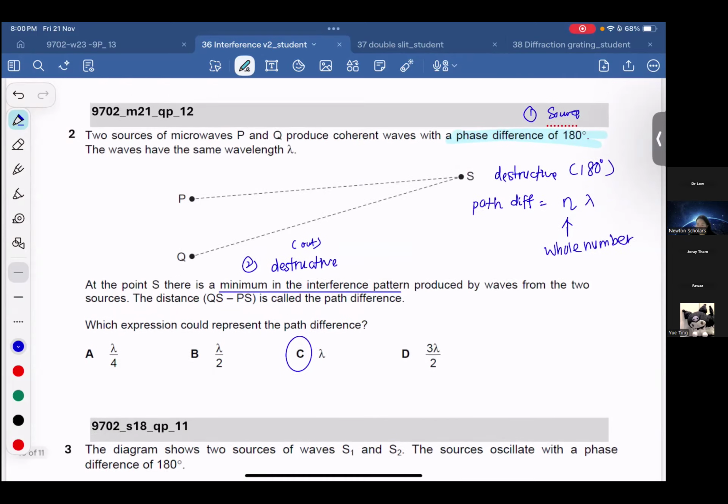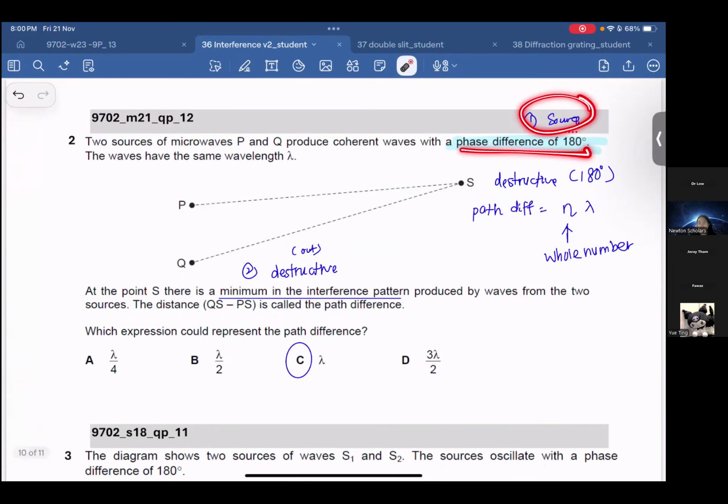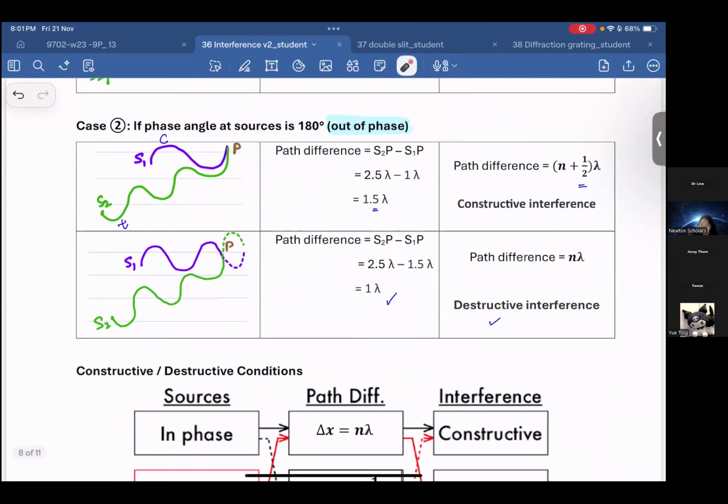So first step, you determine the source. The source is in phase or out of phase. Second, you determine whether the output is constructive or destructive when they meet up. So they have two parts. Then this one is destructive interference, and their waves start out of phase. So their path difference should equal a whole number of wavelengths. Destructive interference, so it will be a whole number. Actually, it's opposite to what we learned just now for in phase.